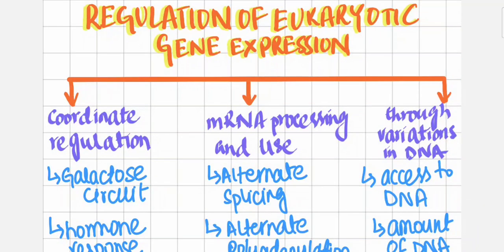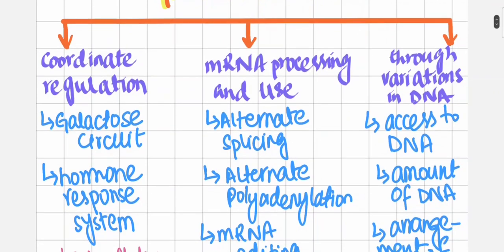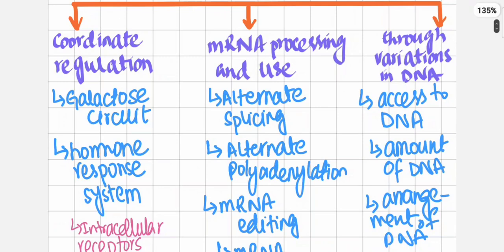In this video, we are going to do regulation of eukaryotic gene expression. I have made a schematic, kind of like a flow chart, to list different types. First is the coordinate regulation, so we call it A. And then we have the mRNA processing and use step. And then through variations in DNA, we can regulate gene expression.